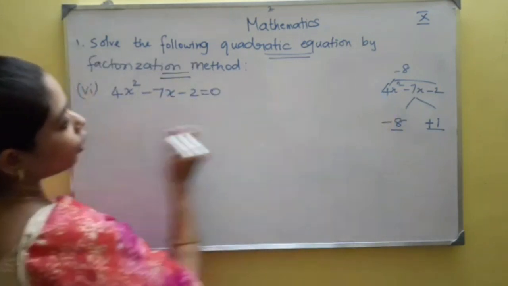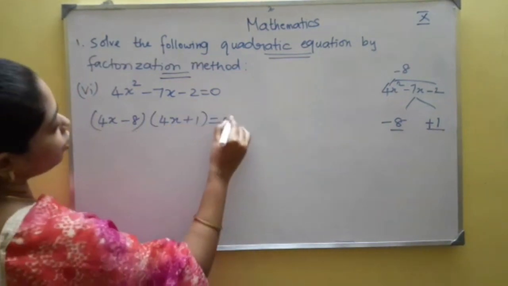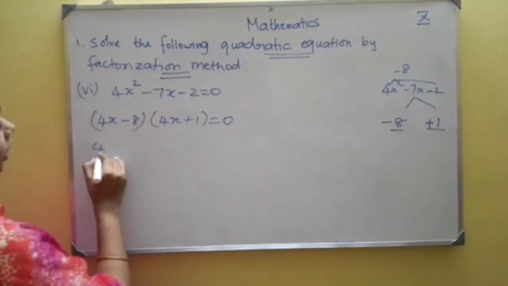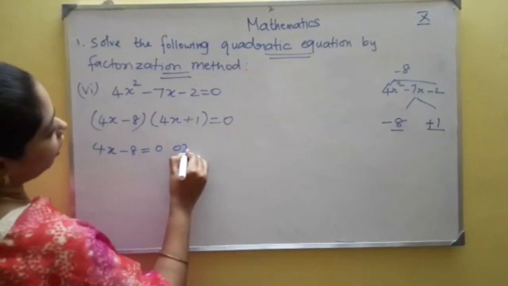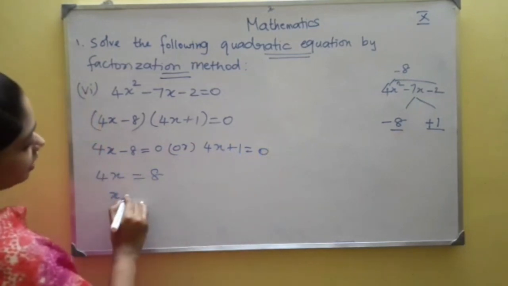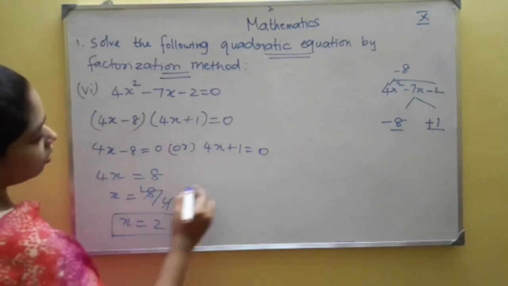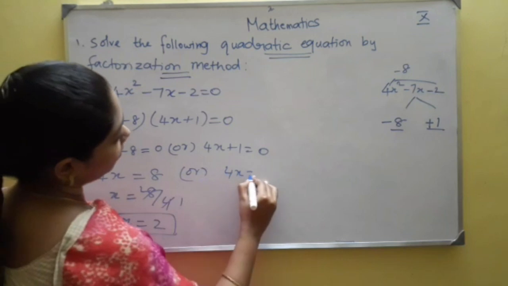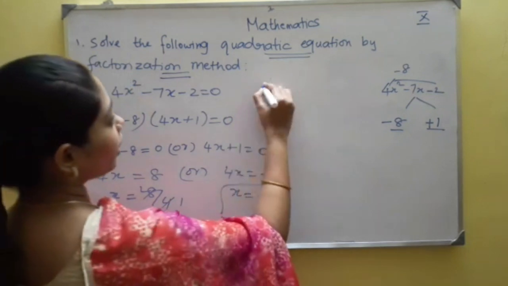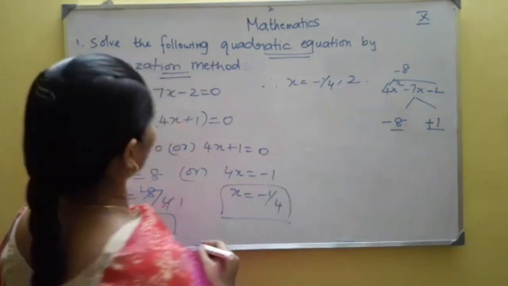So the x² coefficient is 4 here. So (4x − 8)(4x + 1) = 0. Now two real numbers whose multiplication gives you 0 means either one must be 0, right? So 4x − 8 = 0 or 4x + 1 = 0. Now 4x = 8, x = 8 by 4, x = 2. Or 4x = −1, x = −1 by 4. You get two values. So while concluding the answer, x attains the values −1 by 4 comma 2. Okay.